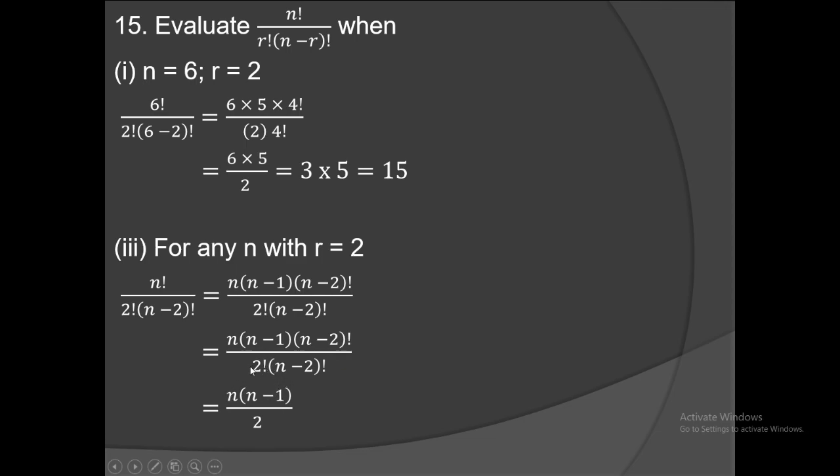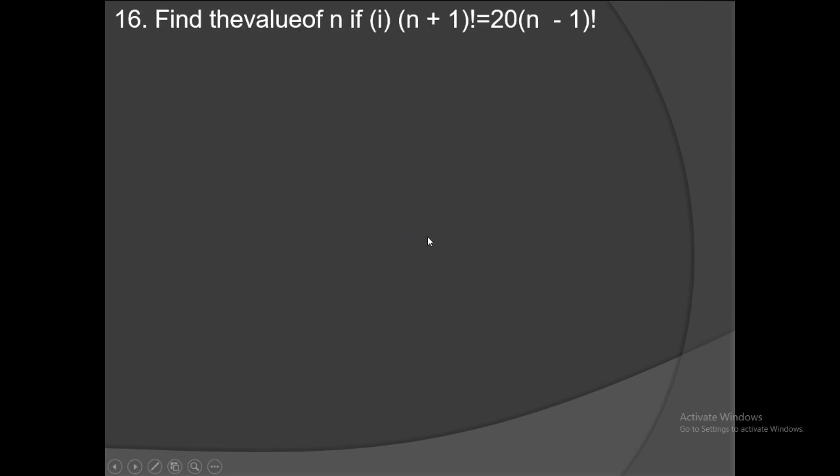And what is 2 factorial? 2 into 1, which is 2. So that's all about this subdivision. I'll get into the last problem of this exercise. Find the value of n if (n+1)! is equal to 20 into (n-1)!.